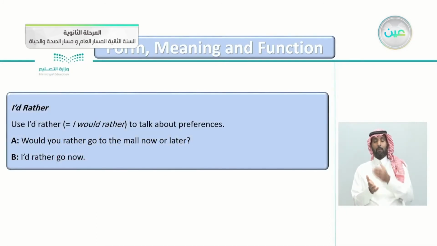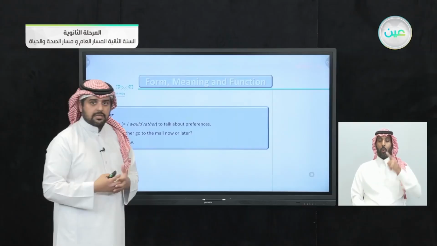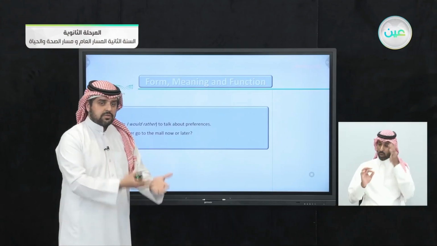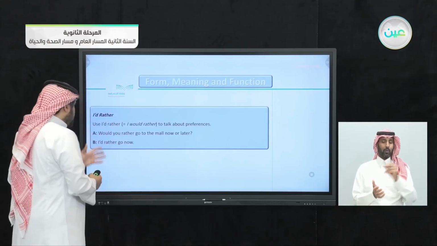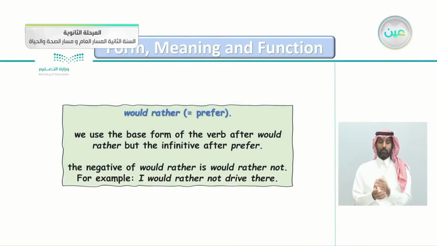Jumping to I'd rather here. Of course, I'd rather is short for I would rather, and we use it to talk about preferences. When you say I'd rather, it means that you choose to do that. Your preference is to do this thing. For example here, would you rather go to the mall right now or later? You say, I'd rather go now. Would rather means to prefer. We use the base form of the verb after would rather, but the infinitive after prefer.